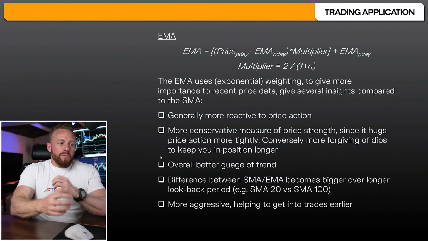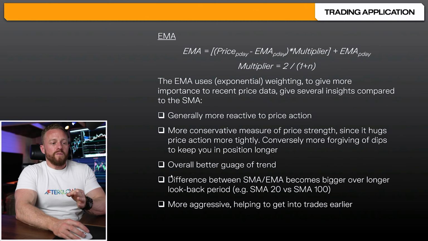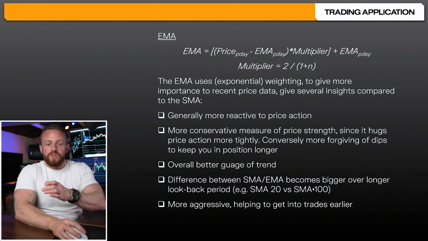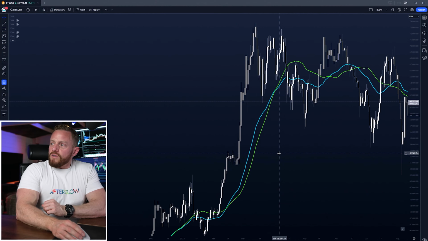To sum up, overall, most people would say that the EMA tends to be a better overall gauge of trend. The other point is that the differences between these two does become bigger when you're using a longer look back period, i.e. there'll be a bigger difference on the 100 versus say the 20 or 50. So let me show that here.